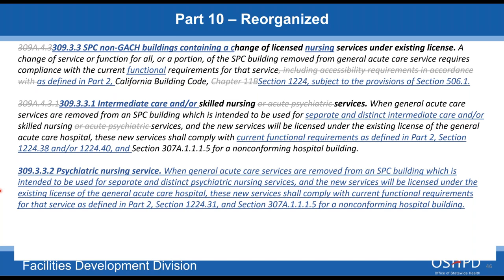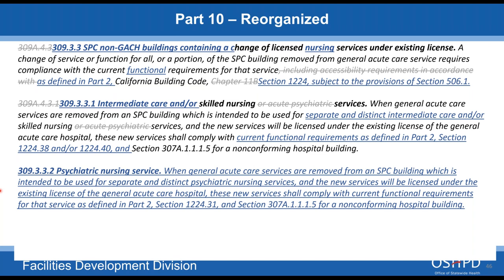This is, again, to give a lot of liberties to reusing these older buildings without a complete remodel. If you're doing intermediate care or skilled nursing, which can go in a 1R building, it must meet the requirements for that space. If it's intended to be used as a distinct part facility, you must comply with the current functional requirements as defined in Part 2, 122438, which is your intermediate care, or 122440, which is your skilled nursing facility in a hospital, and 307A, and that's your utilities. You do still need to meet the accessibility requirements for that space.